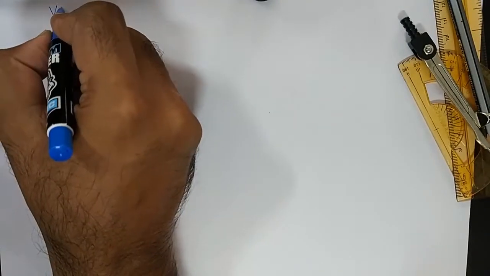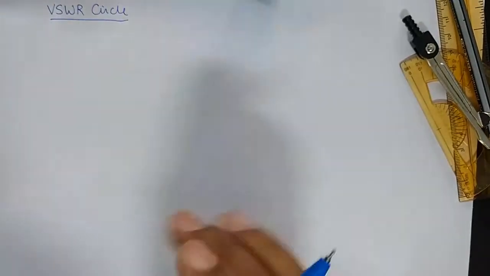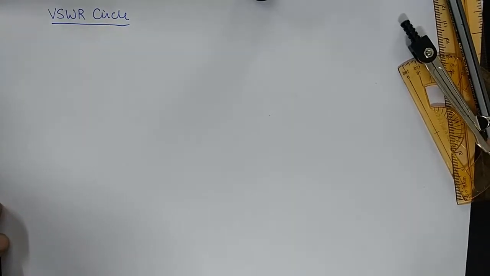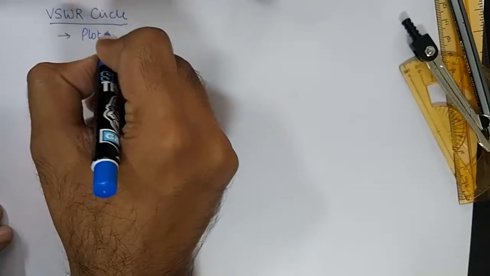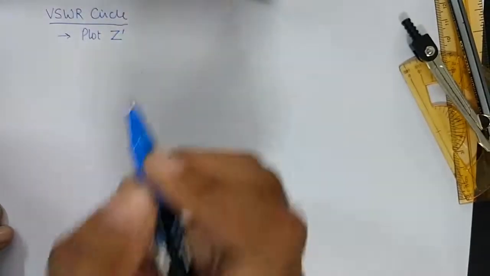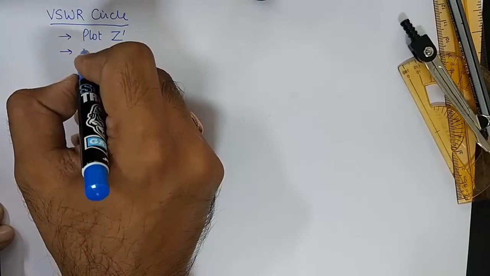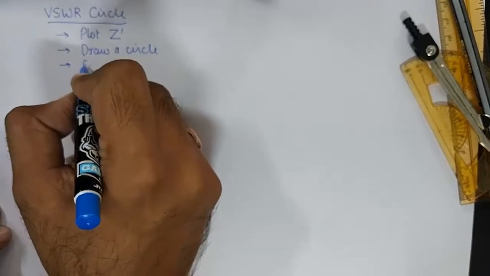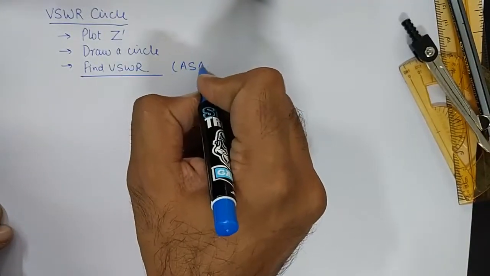In this tutorial we'll draw the VSWR circle on the Smith chart to find the voltage standing wave ratio. It is super easy to find standing wave ratios on the Smith chart graphically. We need to plot the normalized impedance, and then we'll draw a circle and find VSWR. As simple as that.